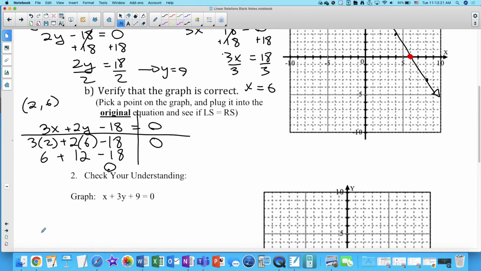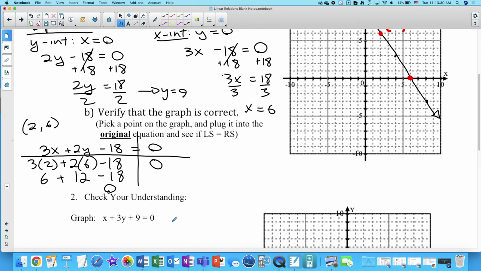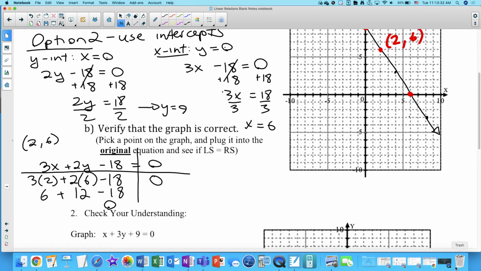Okay. Any questions with that? No? Okay. So I would like you guys to try this one. And then we're going to talk about 1 or 2 applications, and then we'll be done.